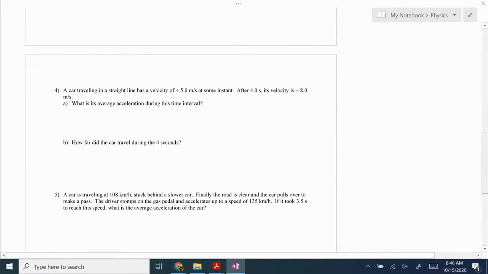A car traveling in a straight line has a velocity of 5 meters per second at some instant. After 4 seconds, its velocity is 8 meters per second. So if we write down all the things we know, the initial velocity is 5 meters per second, time is 4 seconds, final velocity is 8 meters per second, and we would like a. So that's what we want for this one.